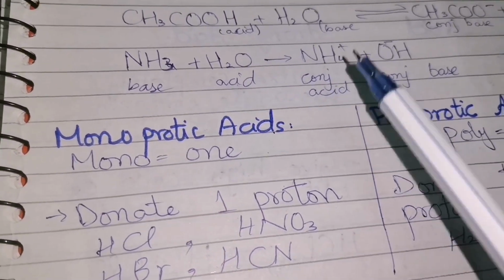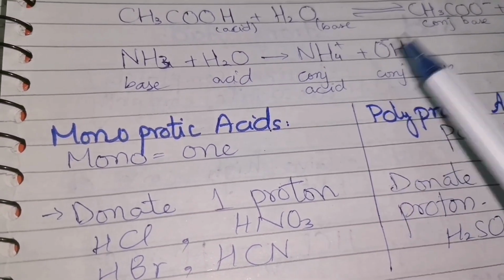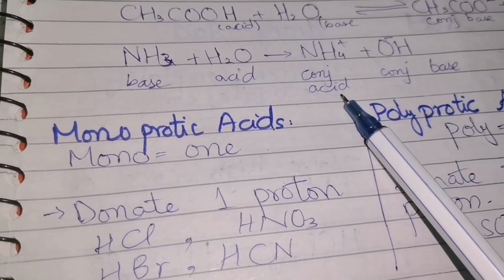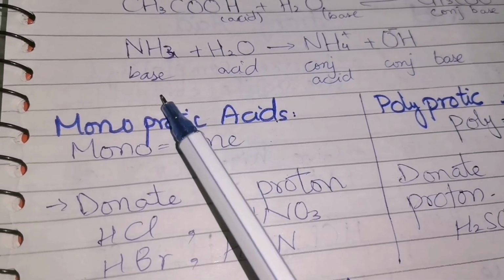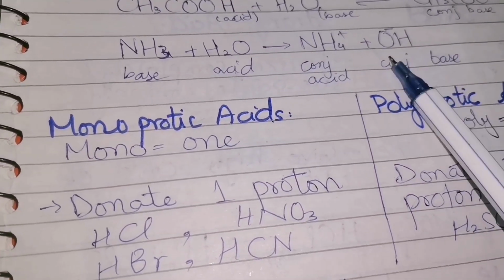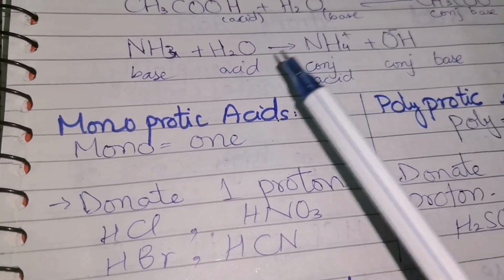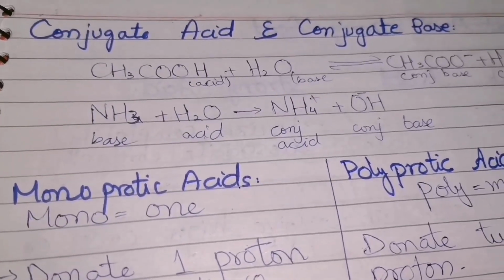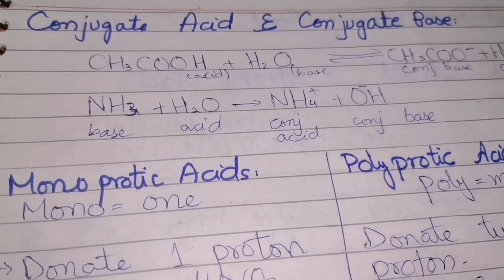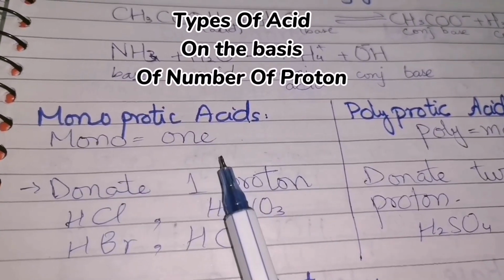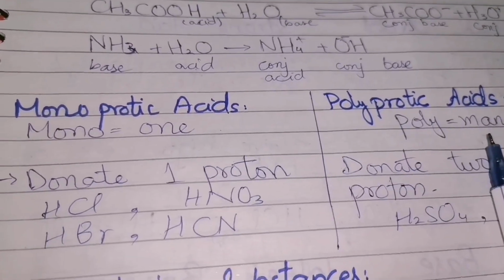The one which donates is an acid and the one which accepts is a base. So NH4 positive is a conjugate acid of a base, and OH negative is a conjugate base because it can now accept a proton of an acid. Now we know that acid is a substance which can donate a proton and a base is a substance which can accept a proton.